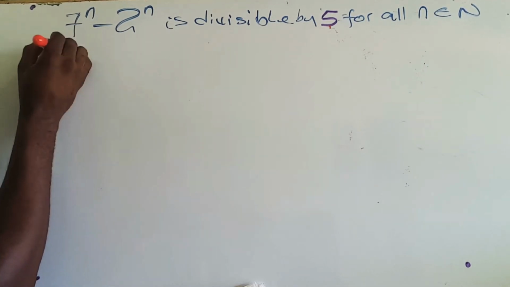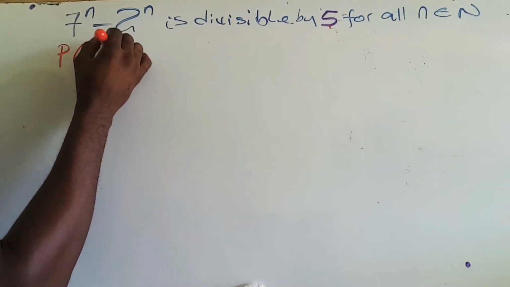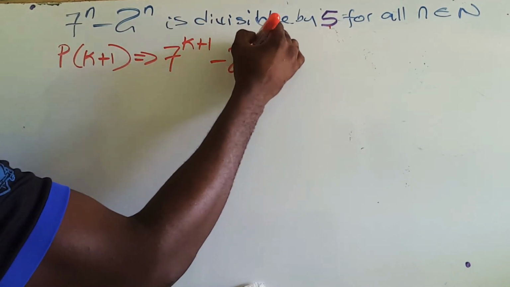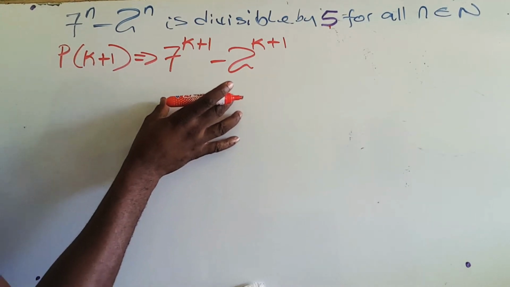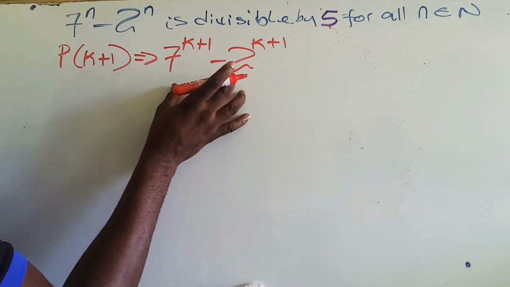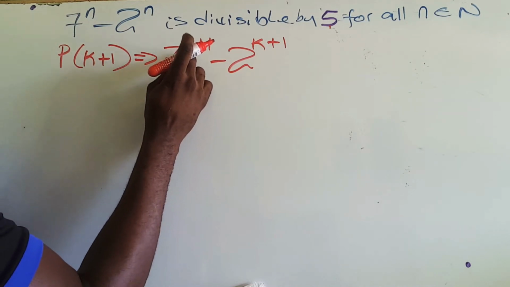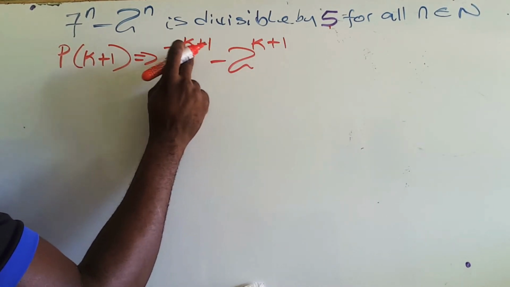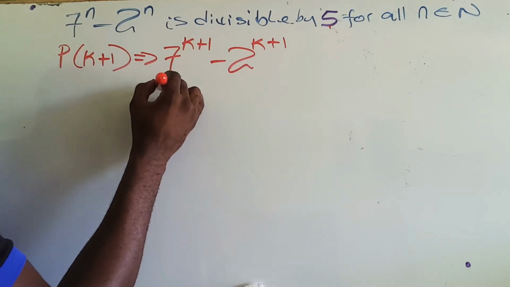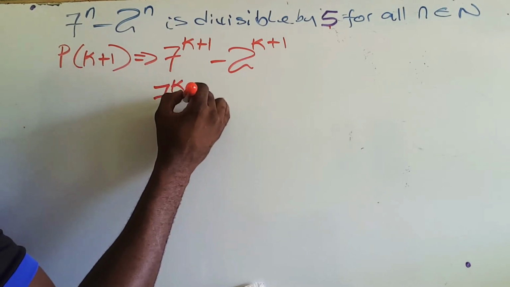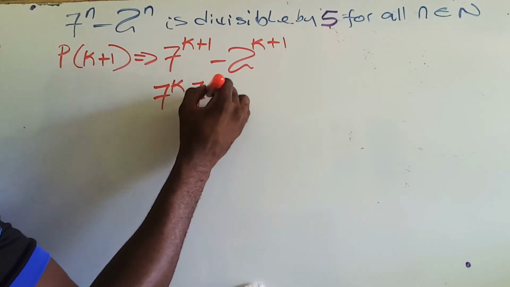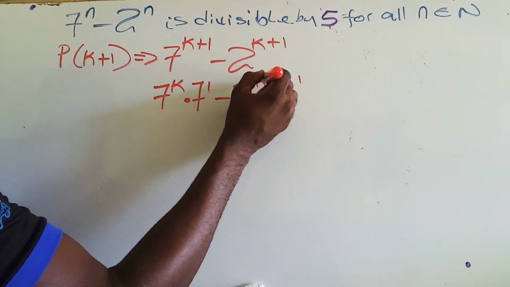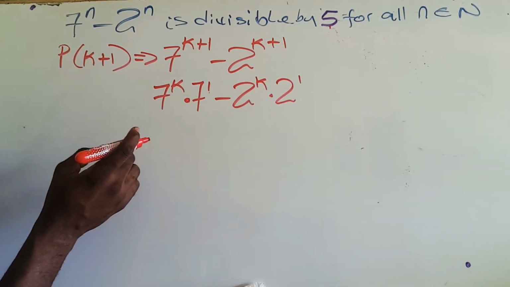So now we're going to induce. P of k plus 1 is going to land us 7 to the k plus 1 minus 2 to the k plus 1. What we could do with this now is use our indices knowledge, that this is the same thing as 7 to the k times 7 to the 1 minus 2 to the k times 2 to the 1, because when you multiply, you add powers of the same base.